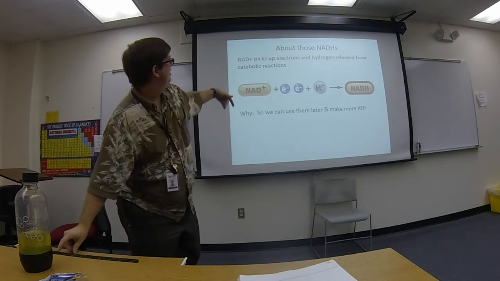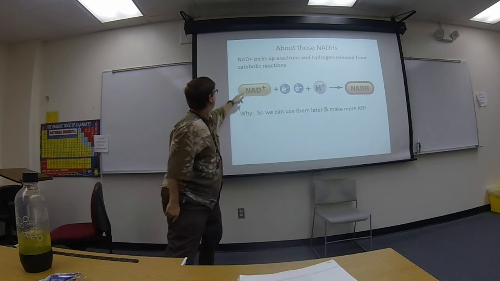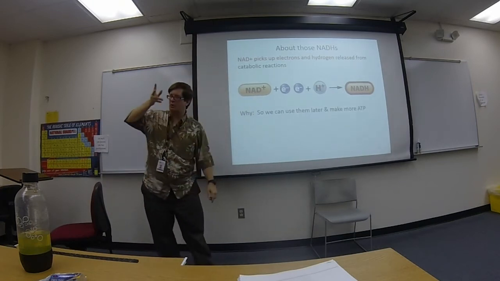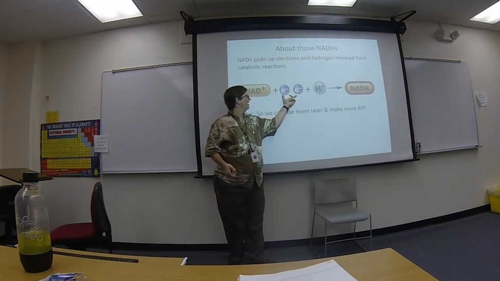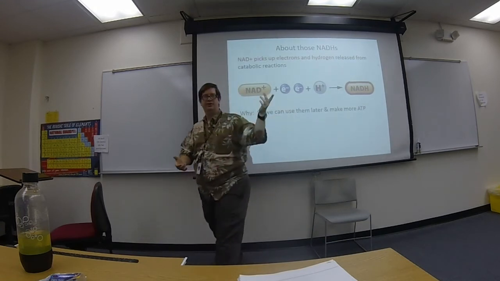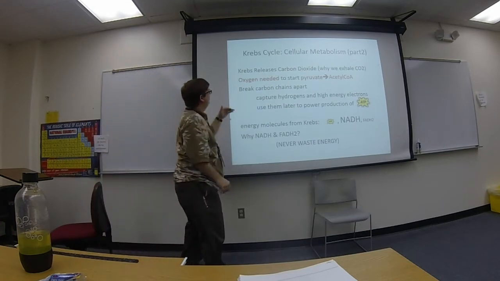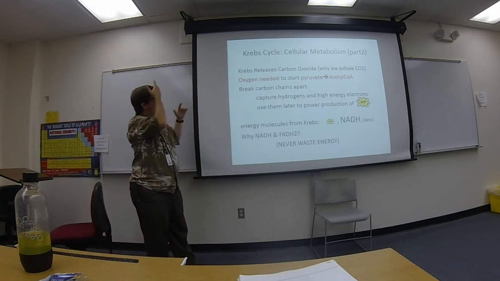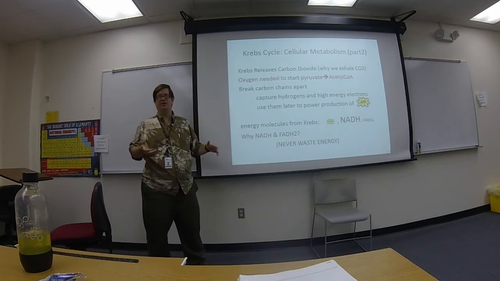So you need to know that NAD plus picks up electrons and hydrogen. They're released from catabolic reactions, as long as we're cutting the bonds between carbons. We do that, we release high energy electrons, and we're going to absorb them and use them. Good? All right, so the Krebs cycle, cellular metabolism, releases carbon dioxide. This is why we breathe out carbon dioxide. Good?